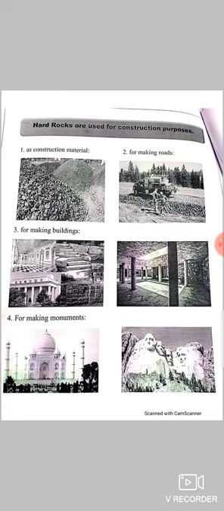Hard rocks are used for various purposes like construction, making buildings, roads, and monuments. And for playing games also, you know about Pittugram. This is a game played with rocks. We play with the help of marble, so marble is also a rock. Yes, hard rocks are used as construction material for making roads, buildings, monuments. So these are the uses of rocks.